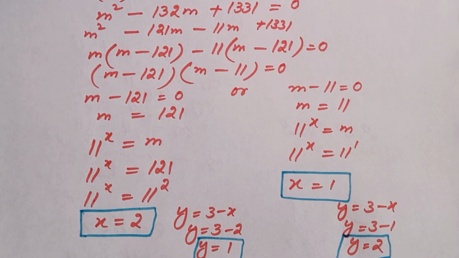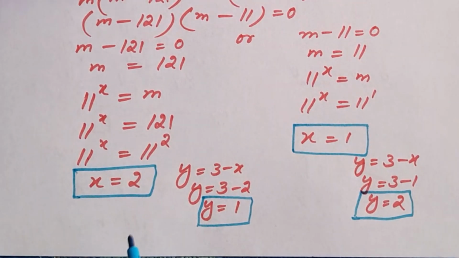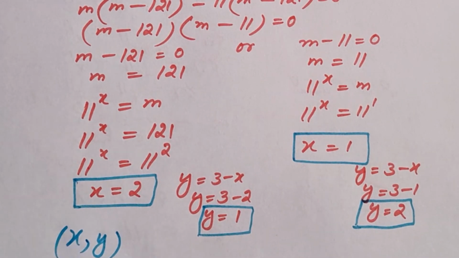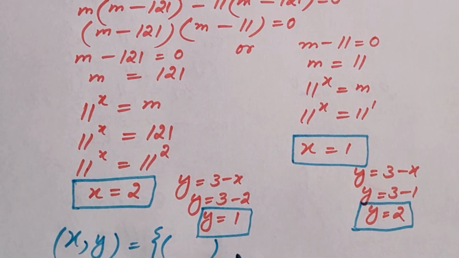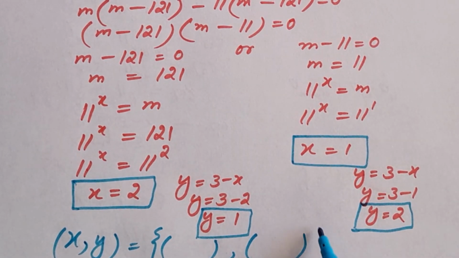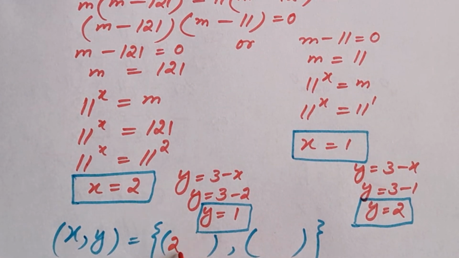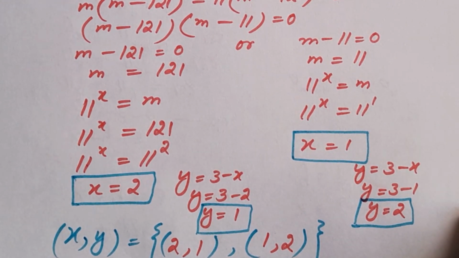It means that we have two values of x and two values of y. We have the solution set. Two solutions we have: when x is equal to 2, y is equal to 1, and when x is equal to 1, y is equal to 2. This is the final solution set.